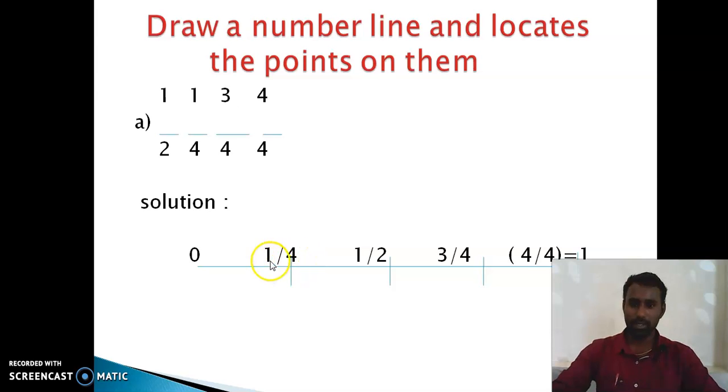So in equal spaces, first one 0, after that 1 by 4, here 2 by 4, 3 by 4, 4 by 4. If we simplify that value, 1 by 2 will come. And here 4 by 4, if we simplify, it will be 1. This kind of way we have to represent the given values on the number line. So we will see one more problem based on that. Don't get confused.